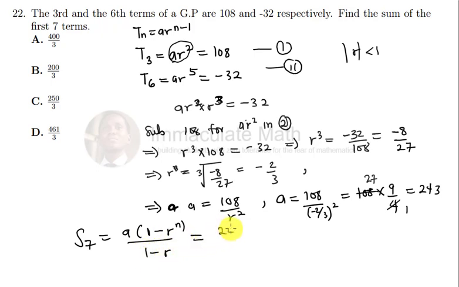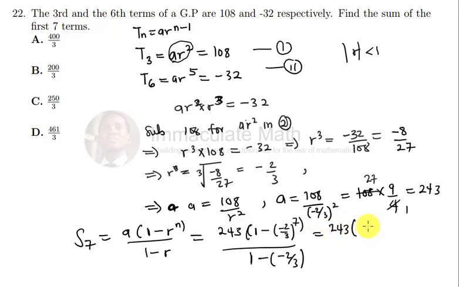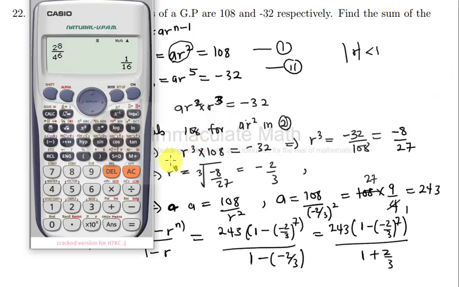So what is my first term? 243 multiplied by 1 minus r raised to the power n. My r is minus 2 over 3, everything raised to the power 7, all divided by 1 minus 2 over 3. So I'm going to have 243 multiplied by 1 minus 2 over 3 everything raised to the power 7, all divided by 1 plus 2 over 3. Let me use my calculator to evaluate that.